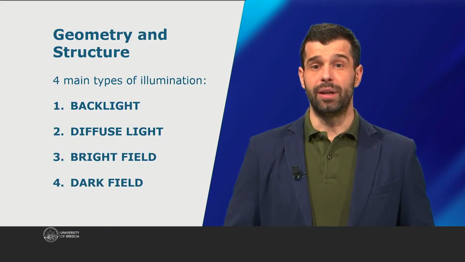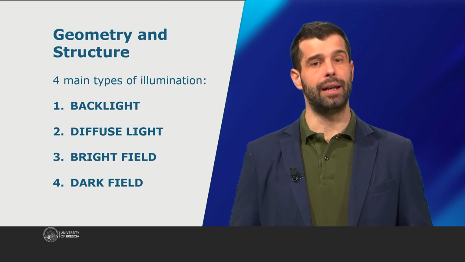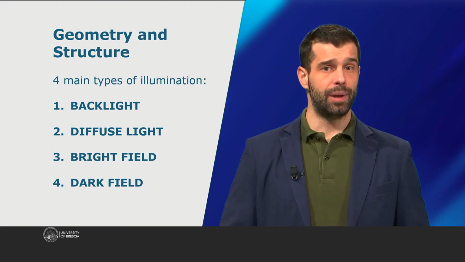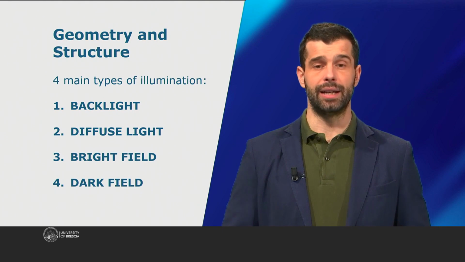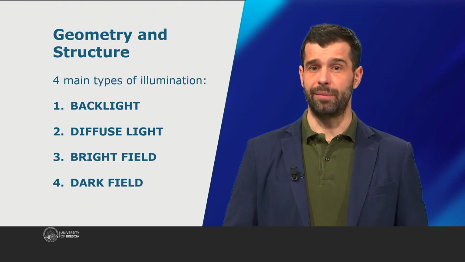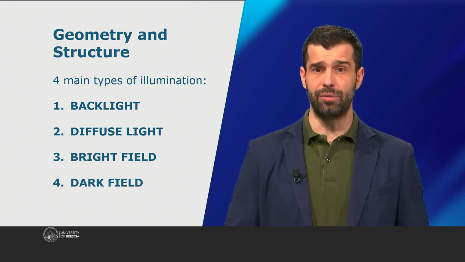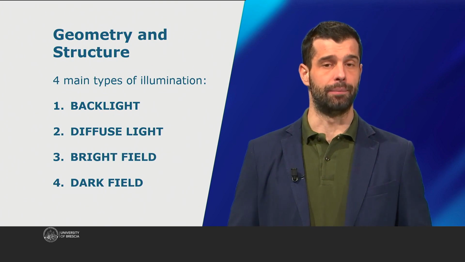Let's start with geometry, understood as the relationship between the object being measured, the camera, and the illuminator. We can identify 4 different types of lighting: backlight, diffuse light, bright field, and dark field. Each type has certain properties that make it better suited for specific measurement applications.